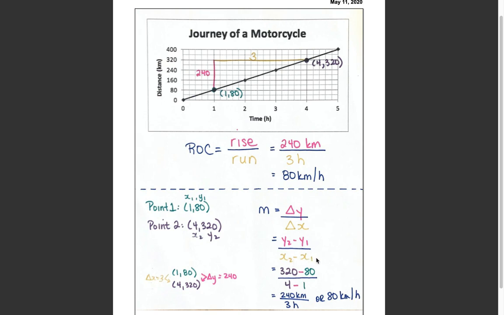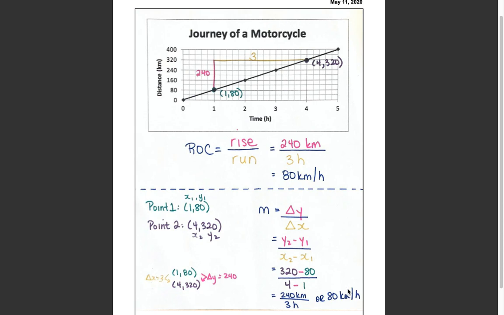And now I don't have to worry about drawing a graph to be able to figure this out. I can just take my 2 points. I can label my points point 1 (x1, y1), point 2 (x2, y2), and then I can sub in my values, and I get my 240 kilometers over 3 hours, which works out also to be 80 kilometers per hour.